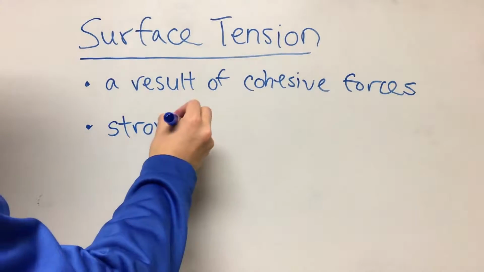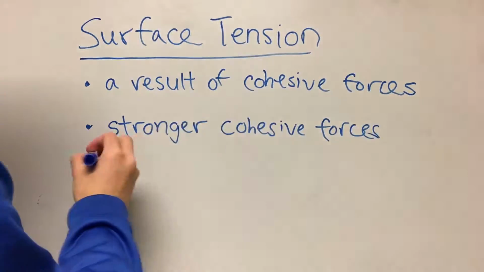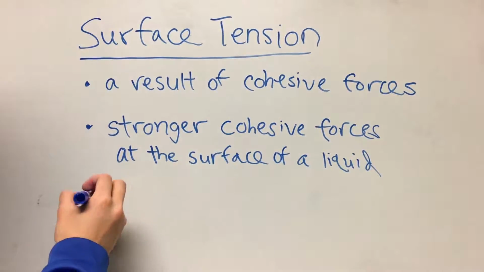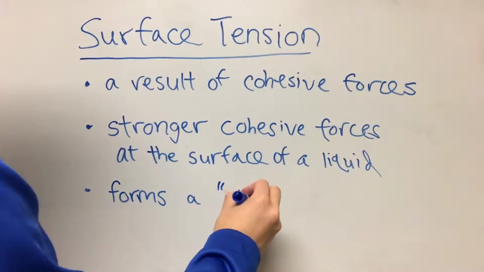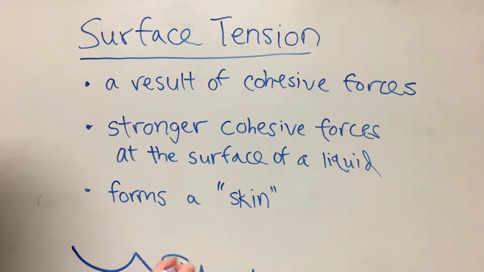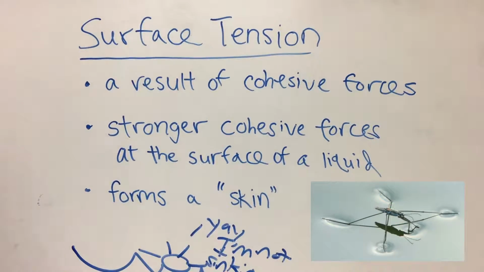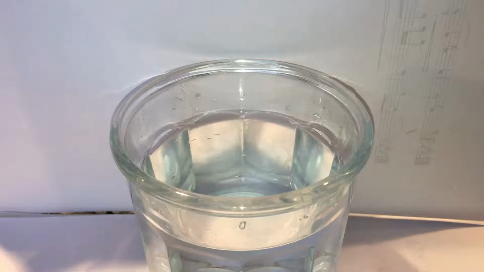In liquids, molecules cohere to other molecules on all sides except for the ones at the surface. Therefore, the molecules at the surface demonstrate stronger cohesive forces between them. The surface molecules become more tightly packed, resulting in the formation of surface tension. This is what allows water striders to walk across water.